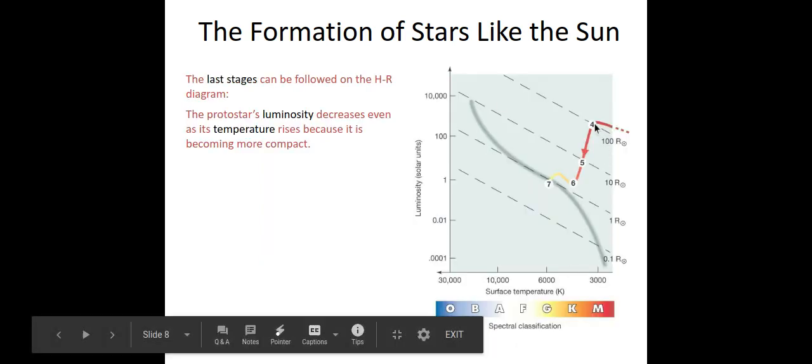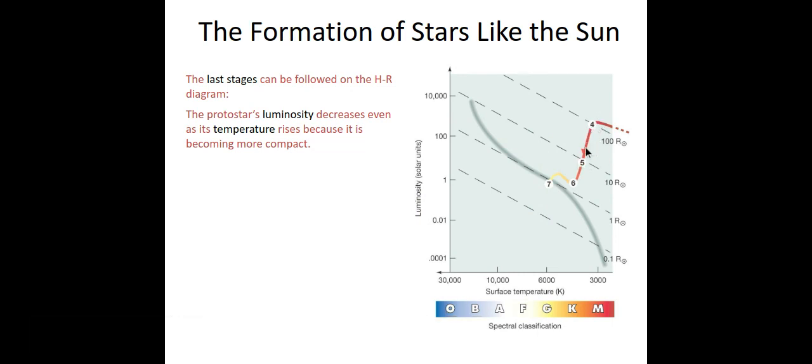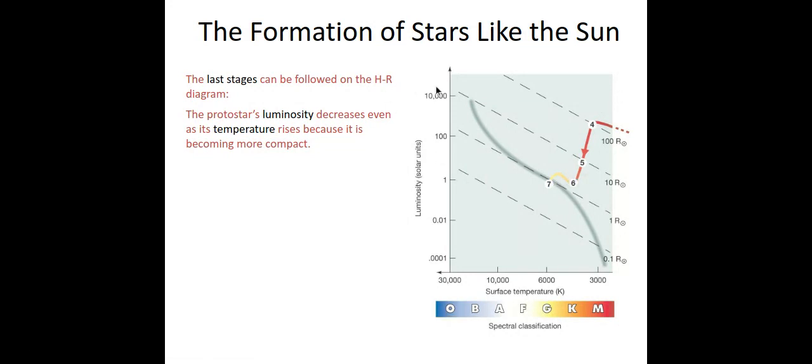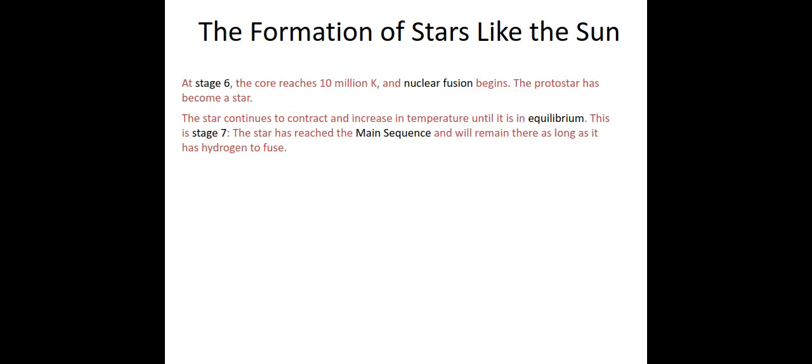Going from protostar down to main sequence star, which is what's going to happen here. You see it kind of gets smaller and smaller and smaller, starts heating up, getting a little hotter, moves over towards the yellow part of the HR diagram here. Luminosity goes down because the size goes down, even though it's getting hotter. The core reaches about 10 million degrees Kelvin, and nuclear fusion starts. The protostar has now become a star. The star continues to contract and increase in temperature until it's in equilibrium. That's when we call it a main sequence star.